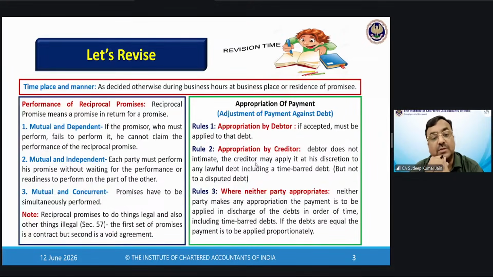Reciprocal promises to do things legal and also other things illegal. Then the first part that is legal is valid and the other part that is illegal is void.